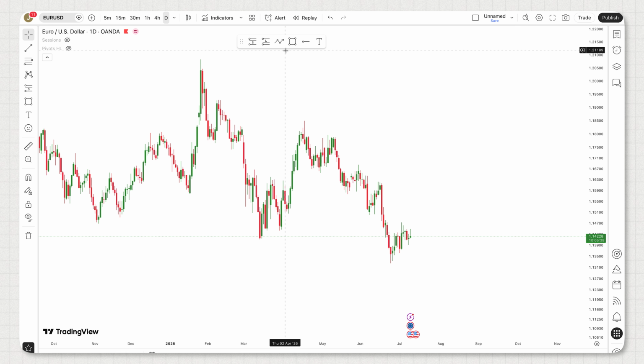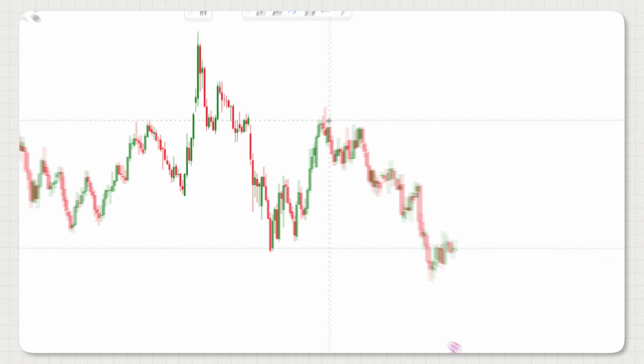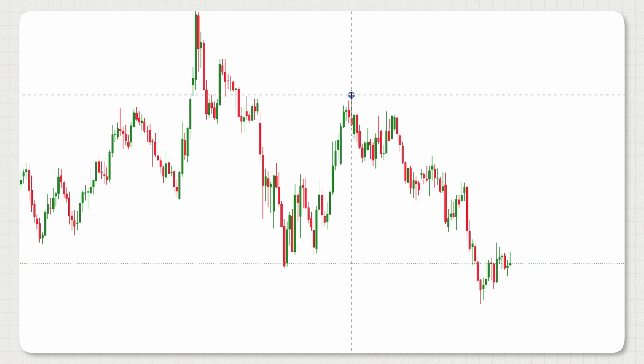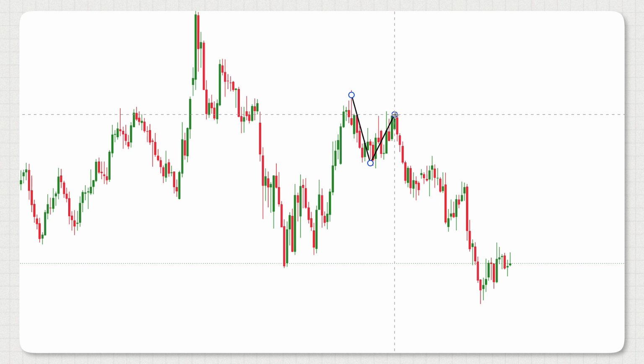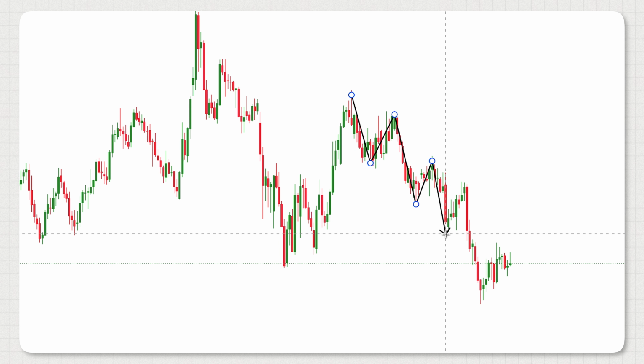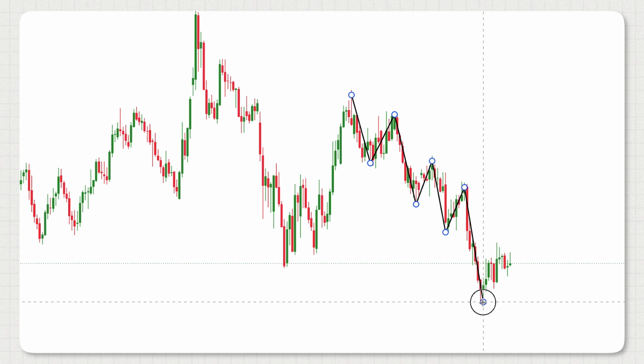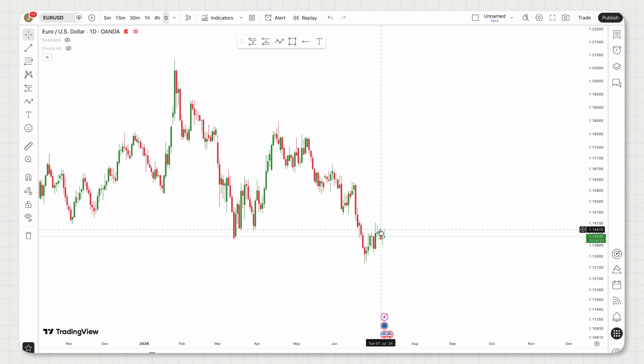From the daily time frame, figure out what the current market trend is. As you can see, EURUSD has been in a downtrend, where we have a lower high, lower low, lower high, lower low, lower high, lower low. All right, so now that we know we're in a downtrend, step 1 is done.